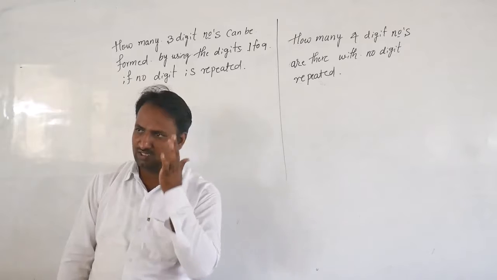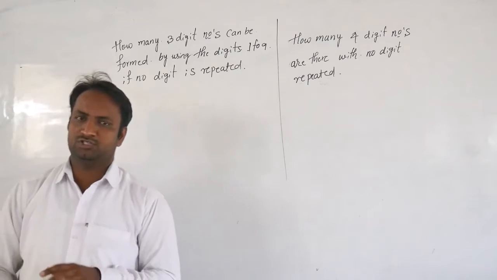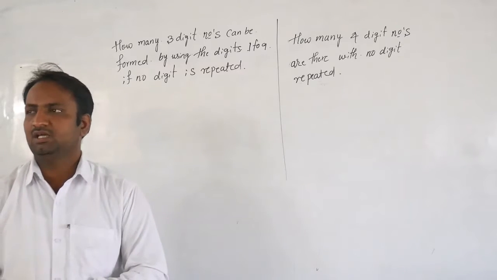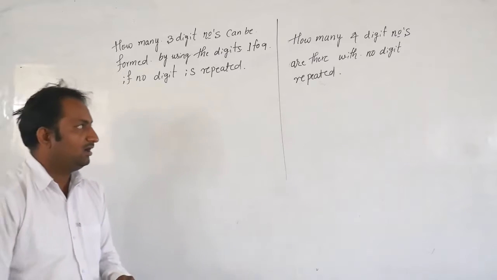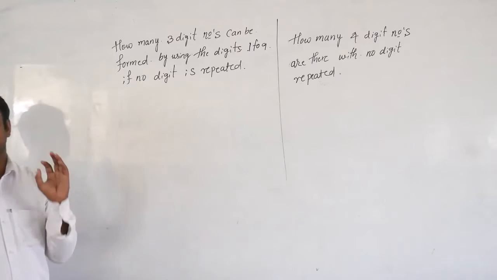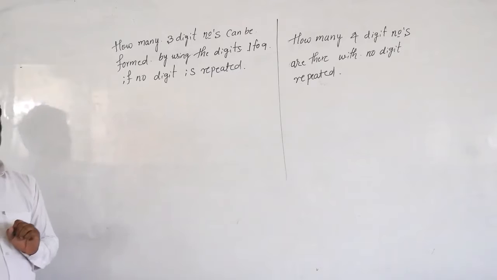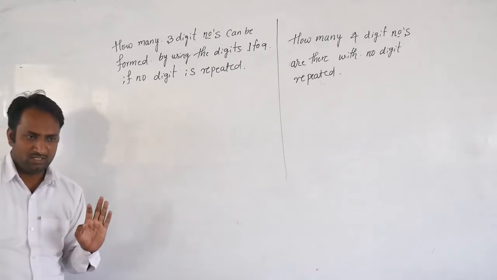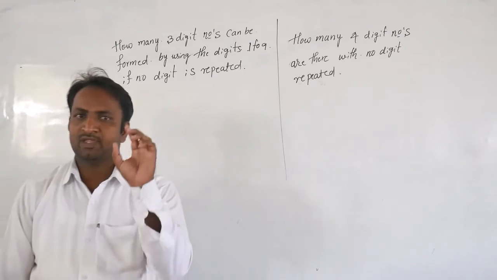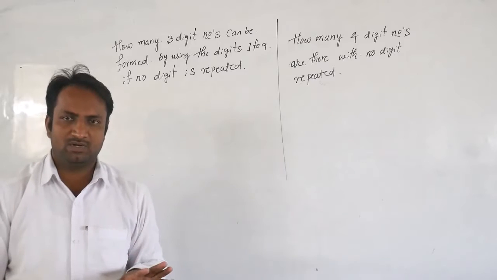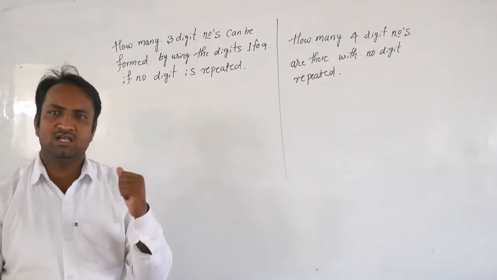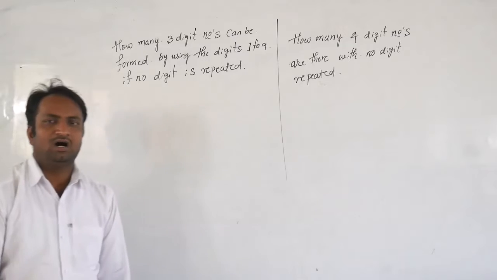In previous classes we discussed the concept of permutation as well as combination. Here, let's take some important problems regarding permutation and combination. Permutation means an arrangement of numbers. Combination means a selection of numbers.